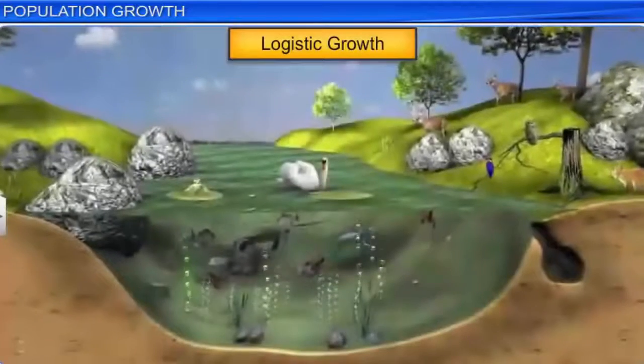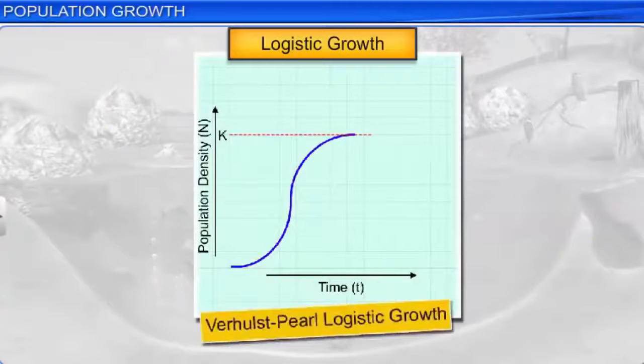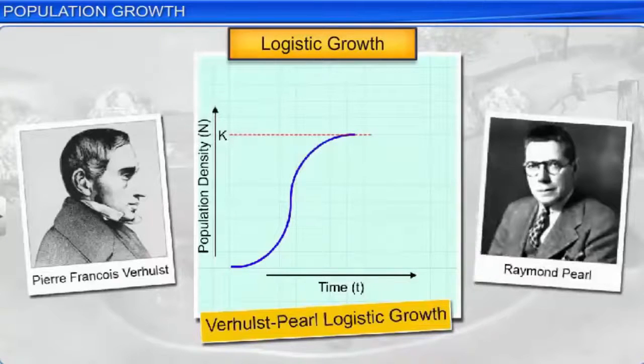The logistic growth is also known as Verhulst-Pearl logistic growth, after the scientists Pierre-François Verhulst and Raymond Pearl, and is described by the equation as shown.